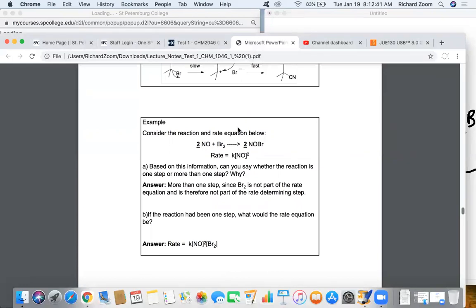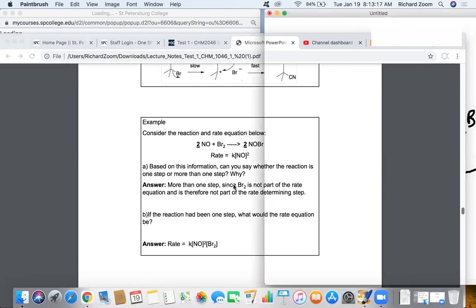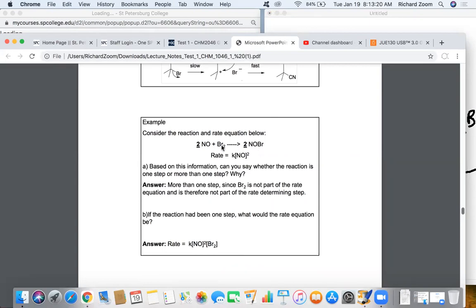So let's look at the kinds of questions that you need to be able to answer about this. The first thing is, based on the information, can you say whether the reaction is one step or more than one step, and why that would be? Well, here's the situation. The rate equation has k[NO] to the power of 2. So we can see the rate is based only on the NO and not the Br2, because the Br2 is not here. But that's not to say the Br2 isn't reacting. What it means is the rate is depending on the slow step. Remember this bottleneck here. So the Br2 must be reacting in some other step, and that step we know must be faster.